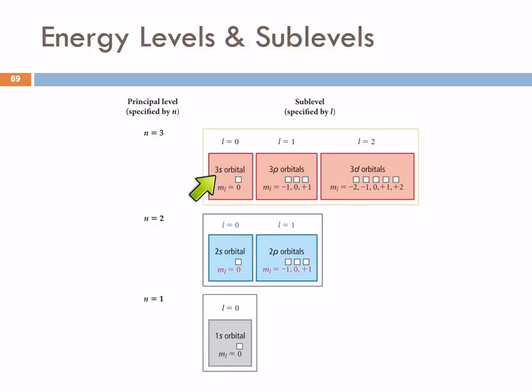If we look at, let's just stay up here. If L is 0, M sub L ranges from negative L to positive L. So if L is 0, M sub L can only be 0. And so that's one orbital. If L is 1, we can go from negative 1 up to positive 1, and 0 is included. So there's 3 different orbitals here. For L equals 2, we have 5 orbitals.